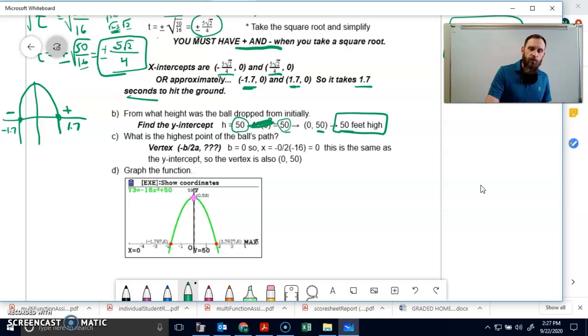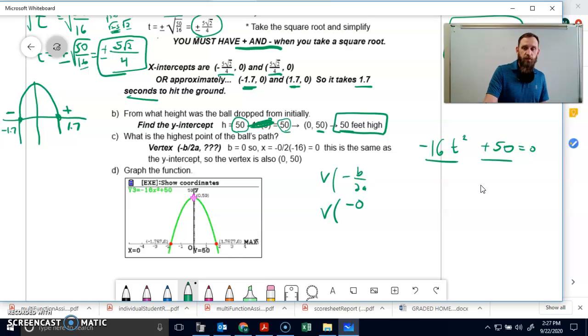And then I come to the vertex. Same thing as yesterday. Vertex is negative b over 2a. But it's even easier today because b is 0. Remember, this is my equation. Now, I didn't have it in this order at the beginning, but if I put it in standard form, that's my equation. There is no b term in here. So b is 0, and 0 divided by anything is 0. So the vertex is the same.